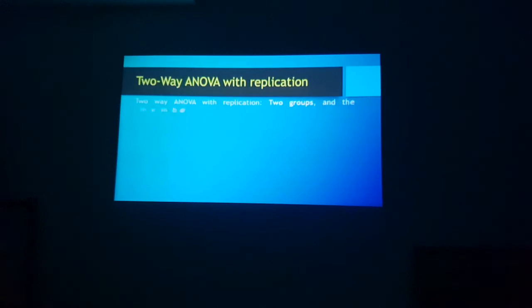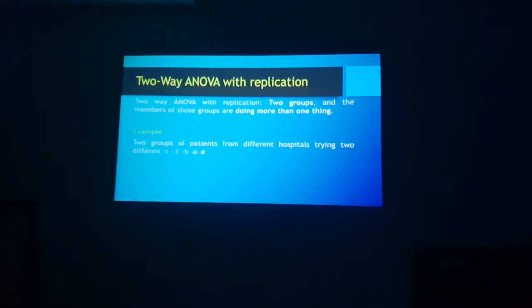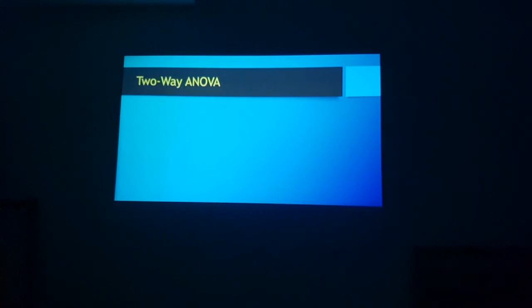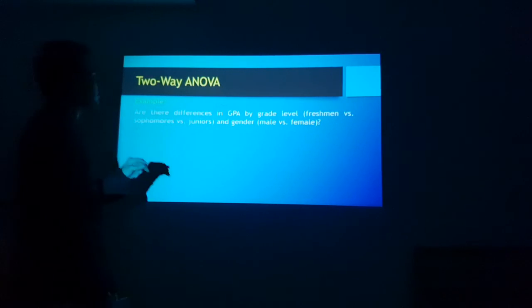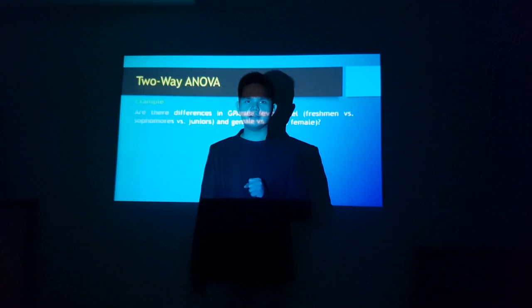Two-way ANOVA with replication: two groups, and the members of those groups are doing more than one thing. Example: two groups of patients from different hospitals trying two different therapies. Another two-way ANOVA example: are there differences in GPA by grade level, freshmen versus sophomores versus juniors, and gender, male versus female?